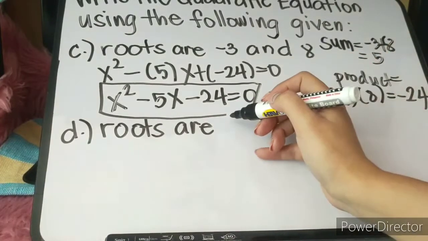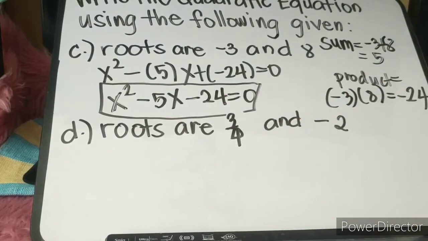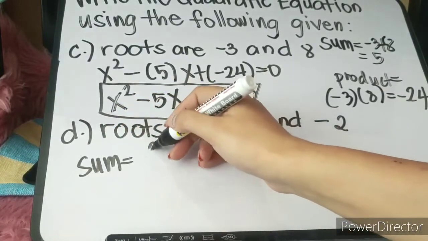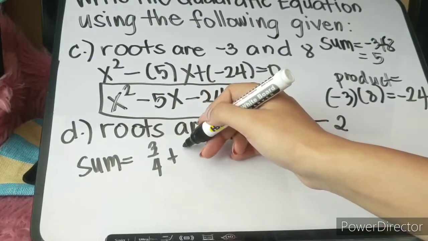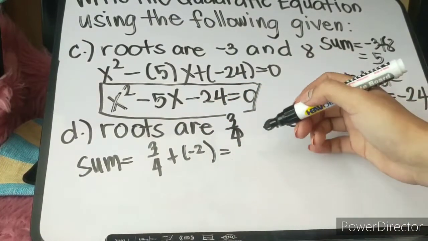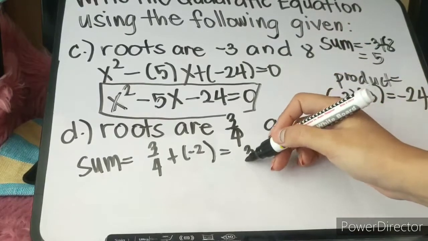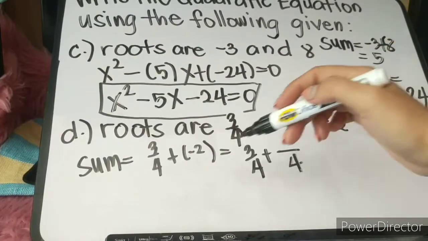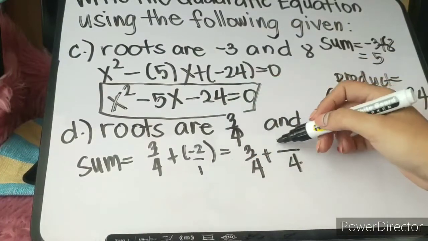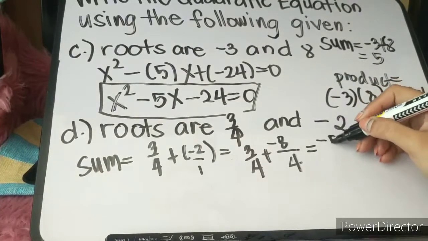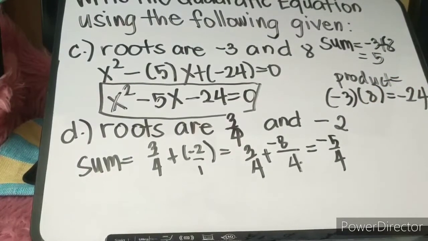Okay, next is kapag ang roots natin ay 3/4 and negative 2. So, hanapin muna natin yung sum ng 3/4 and negative 2. So, gawin natin fraction si negative 2. Gawin natin silang similar fraction. So, gawin nating denominator ay 4. So, dahil over 1 to, divide 1. So, magiging negative 8. So, this is negative 5 over 4. So, that is our sum.